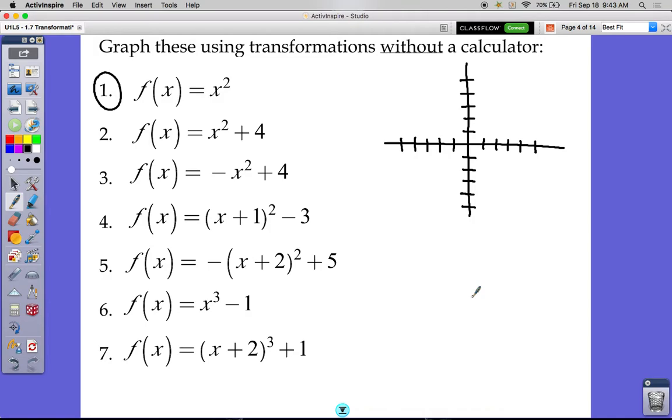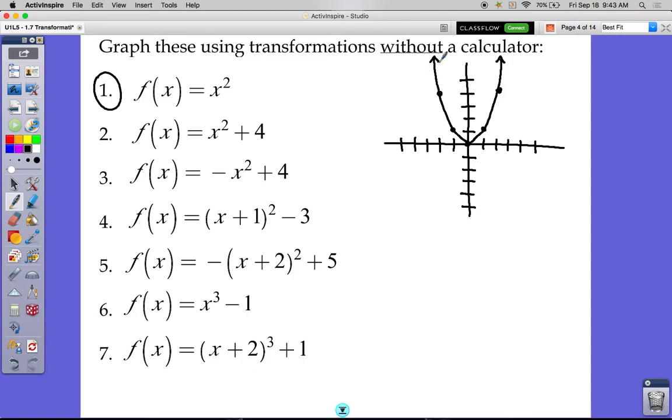My parent function of x squared, if you don't remember what it looks like, just pick your table of values. Negative 2 squared becomes 4. Negative 1 squared is 1. 0 squared is 0. So is 1 squared. 2 squared is also 4. If you remember, this is an even function. It's increasing from 0 to infinity. It's decreasing from negative infinity to 0. It has a minimum value of 0, all those things we mentioned before, but we're just asked to graph it. So there you go. Parent function, y equals x squared.